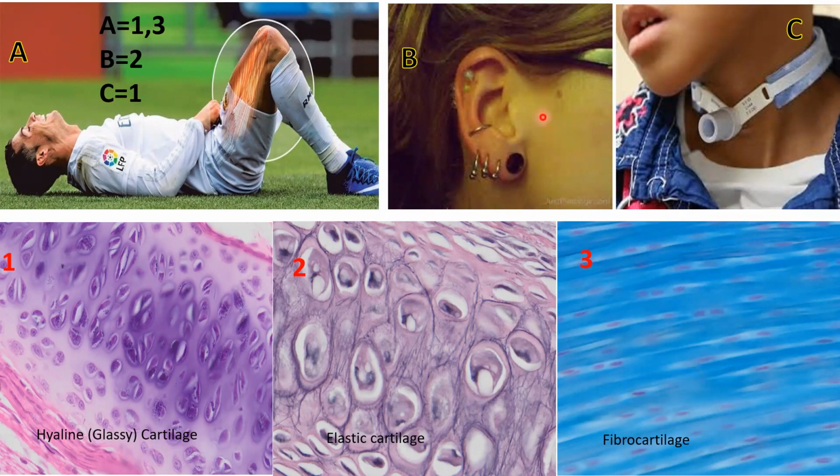Okay, what about ear piercing? Fun, I love this, 20 holes on my ear. I just absolutely love it. Which cartilage is going to be inflamed and infected? The number 2, because that's your elastic.